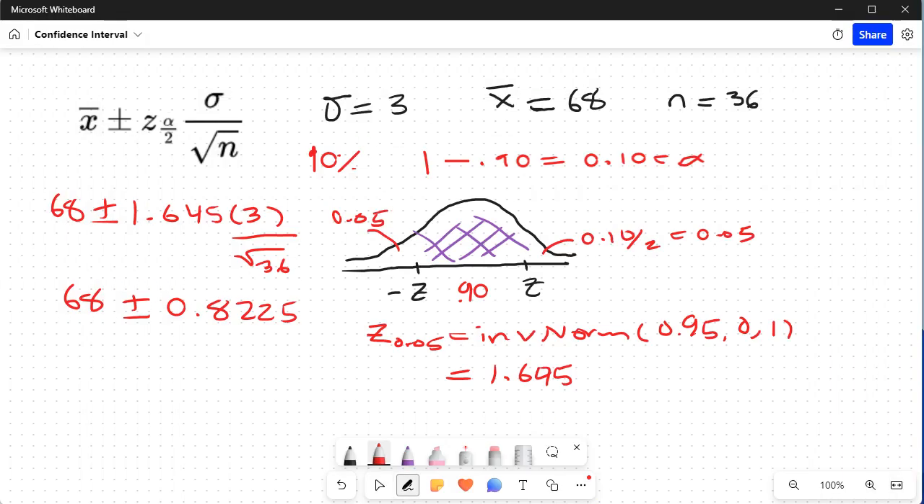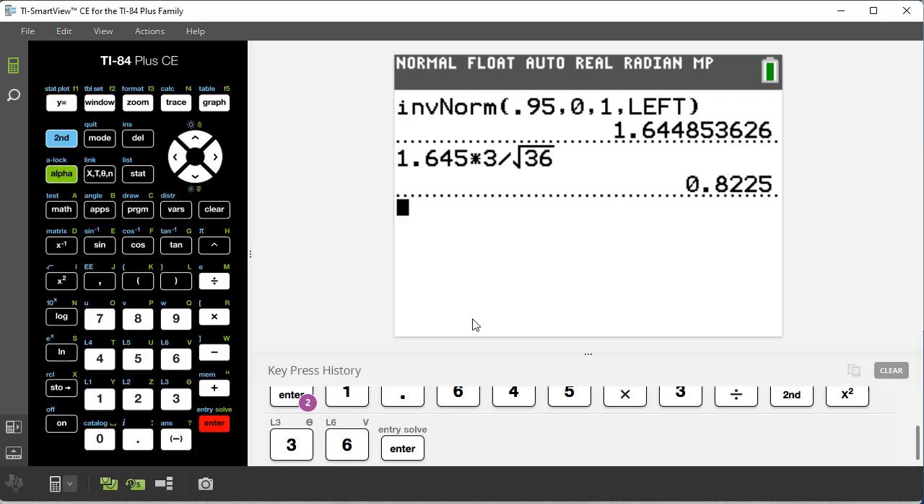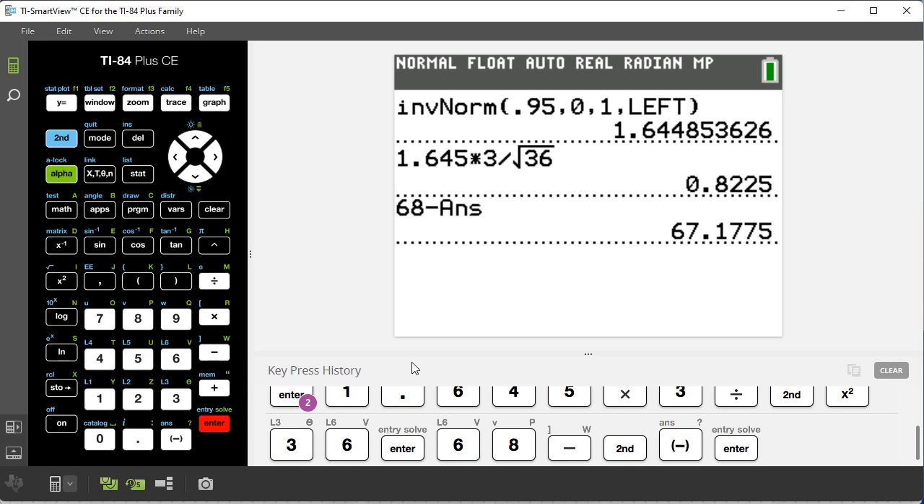From here, you could take 68 minus our margin of error, and we have it right here, that would be minus the answer choice, which is approximately 67.2.